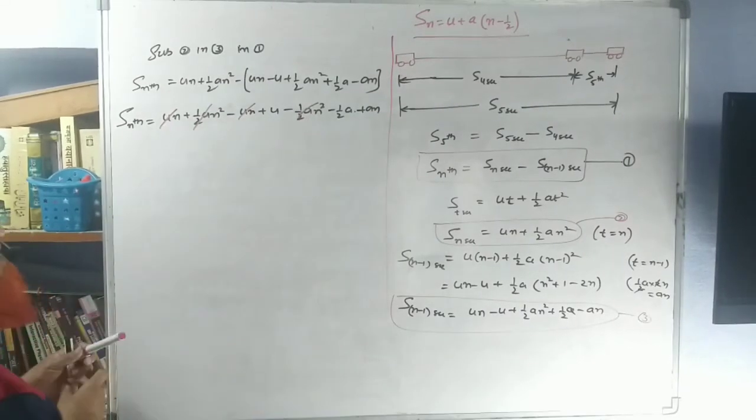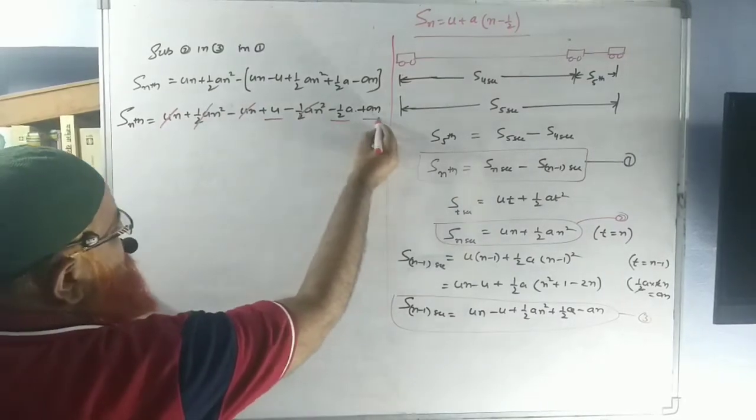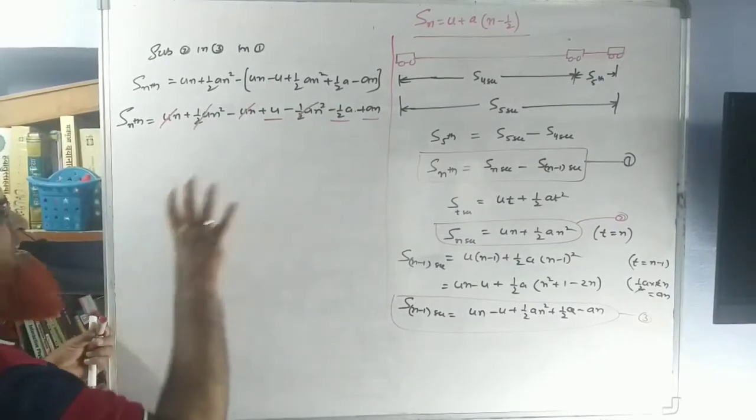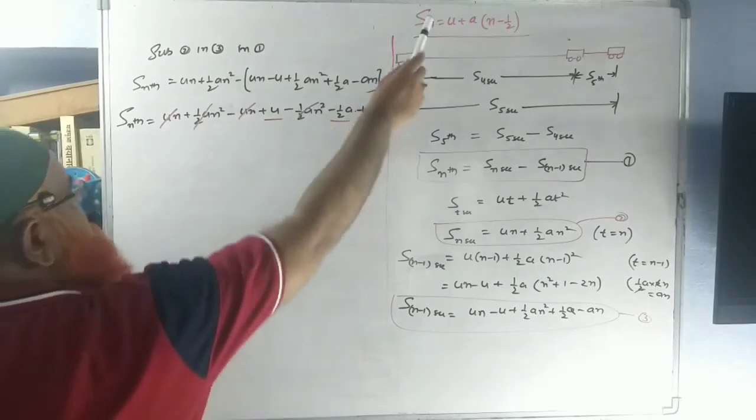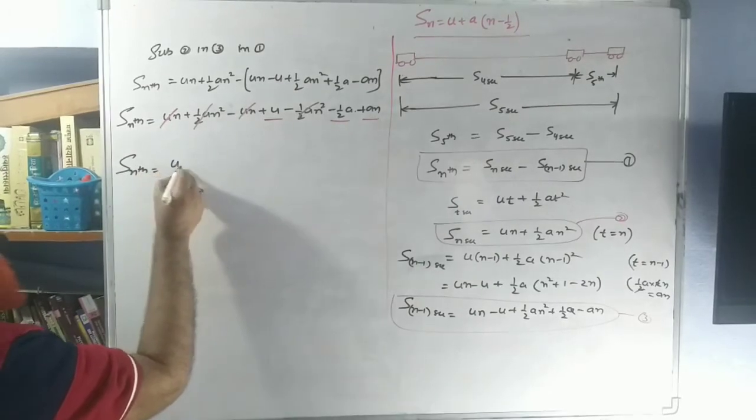If you cancel this one, finally, what are the terms which are going to be left out here? This is left out, this is left out, this is left out. Let us arrange this in a proper way so that you will get the final formula here. So you need to do one thing here. Yes, nth is equal to u.